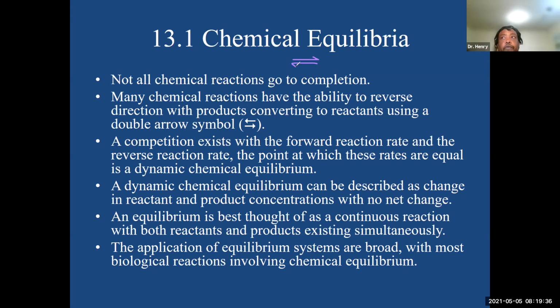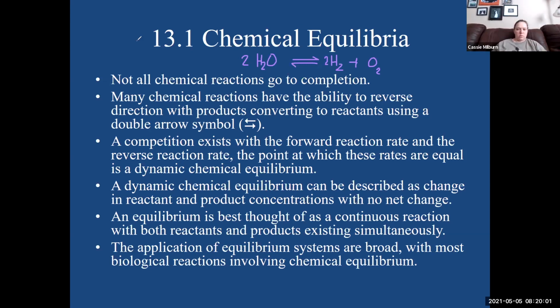Meaning that we can go from, let's say if we're talking about the dissociation of water into its elements, okay, can you guys see my purple? Yeah, it's showing up. Okay. So in this case, water dissociating into its elements is a reversible reaction.